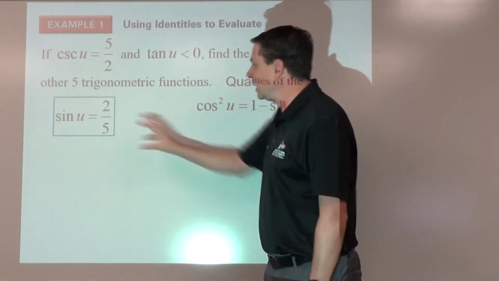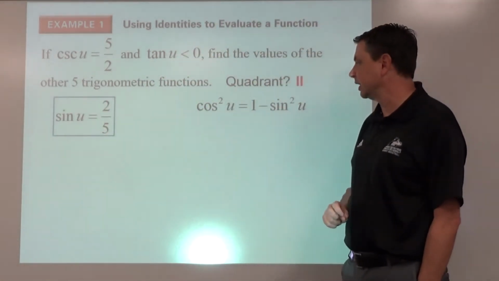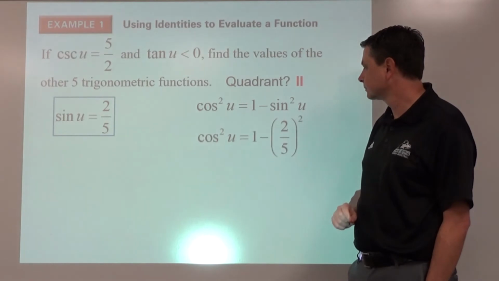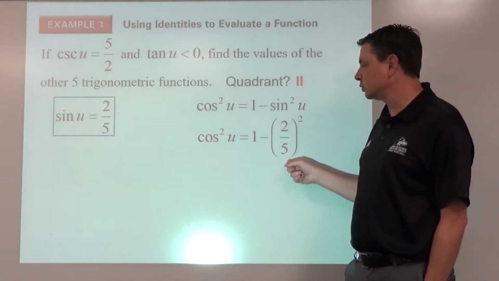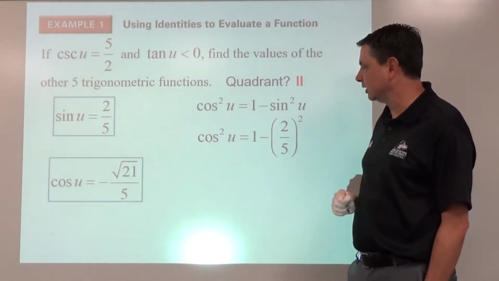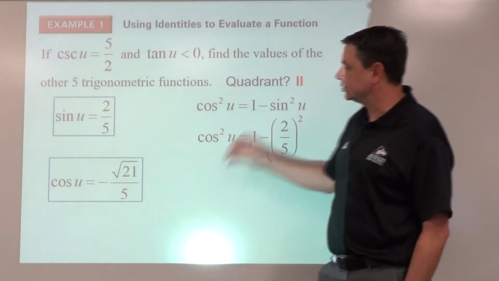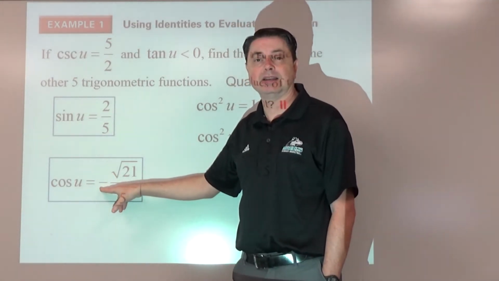So it means 1 minus 2/5 squared, that's going to be cosine squared u. So that's 4 over 25. 1 minus that is 21 over 25. Take the square root. But knowing that we're in quadrant 2, that is going to make cosine negative.